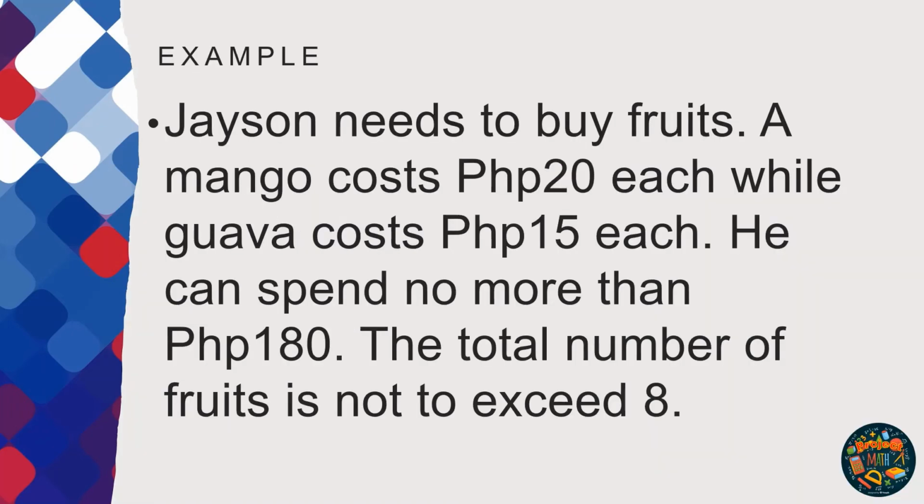Now we have another example. Jason needs to buy fruits. A mango costs 20 pesos each, while a guava costs 15 pesos each. He can spend no more than 180 pesos. The total number of fruits is not to exceed 8.